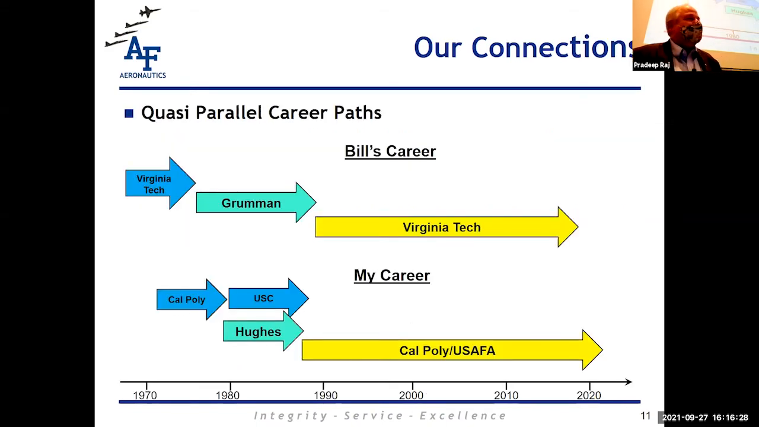There's also a lot of parallelism in our careers. So Bill started at Virginia Tech in the late 60s. He went straight through bachelor's, master's, PhD, and then went to Grumman, and then came back to his alma mater as a professor. And my career path was similar.